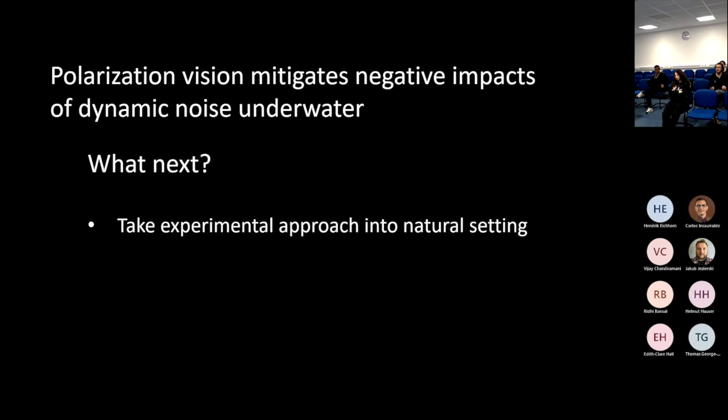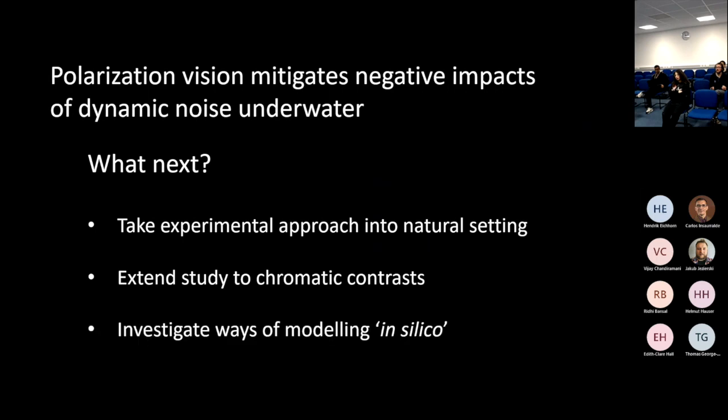So we're keen to take this now into natural settings and to extend it into chromatic contrast, like the Maximov theory, but also to investigate ways of modeling this sort of thing in silico. So, you know, how motion vision works in animals would be really cool to try and apply that to camera systems and processing algorithms to see if we can find some cool uses for this kind of thing.